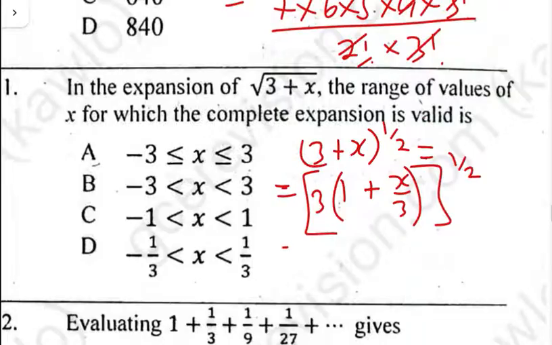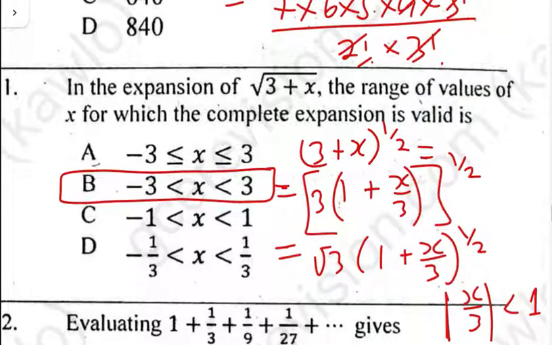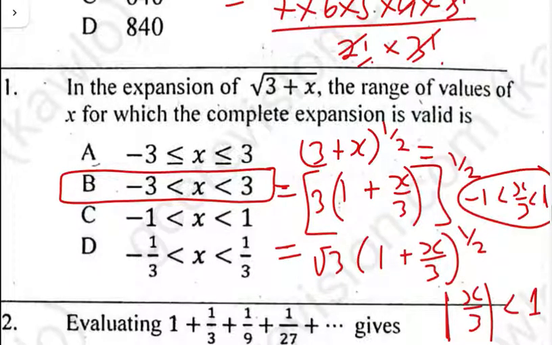So we can bring out this root 3 now. So this now becomes what? Root 3 into (1 plus x on 3), all this to the power a half. Now this expansion is valid if the absolute value of this x on 3 is less than 1. So it's valid if the absolute value of x on 3 is less than 1. And when we solve this, we're going to have the key to be B. Because there we're going to have negative 1 is less than x on 3 less than 1. Multiply both sides by 3, we're going to have that answer.